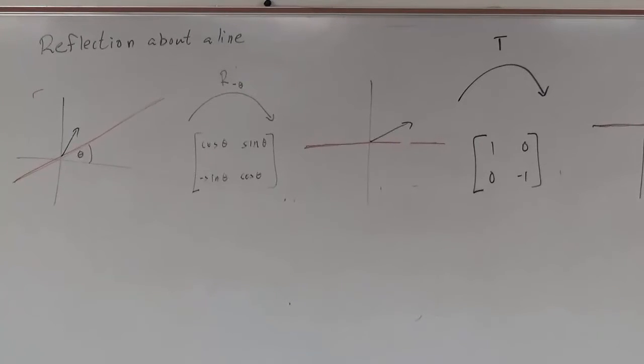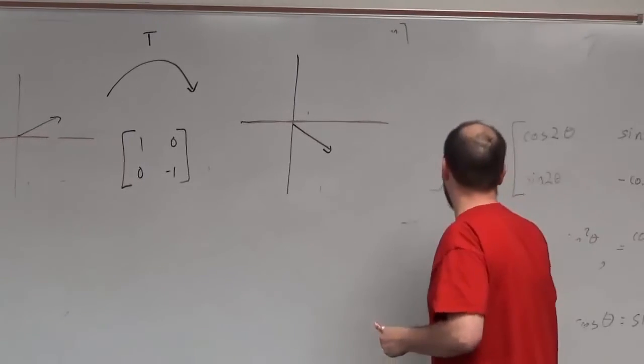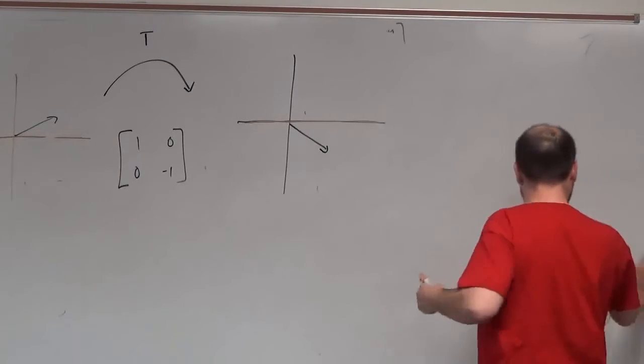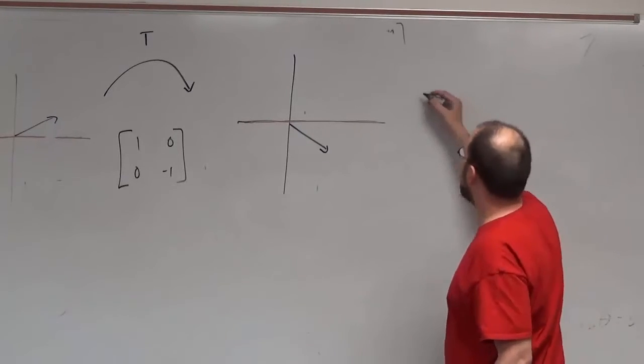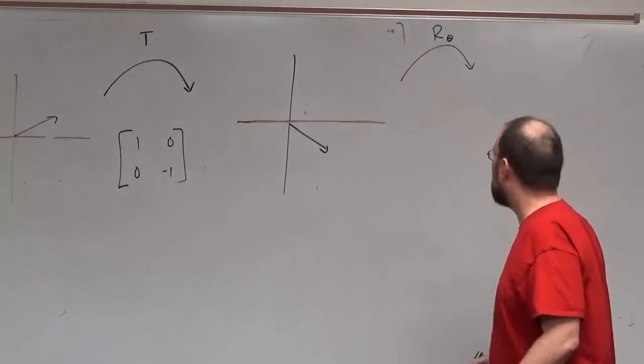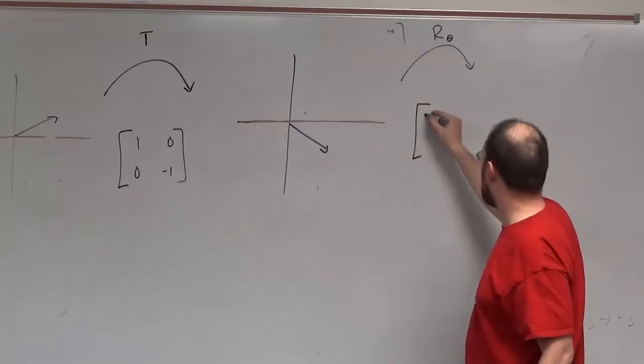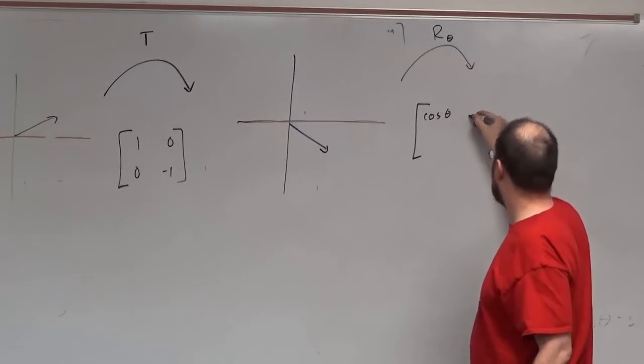And now we're going to put everything back in its original position by rotating by angle theta counterclockwise. So we're moving the line back to its original position. So now we're doing a rotation by angle theta counterclockwise. The matrix for that was cosine theta, negative sine theta.